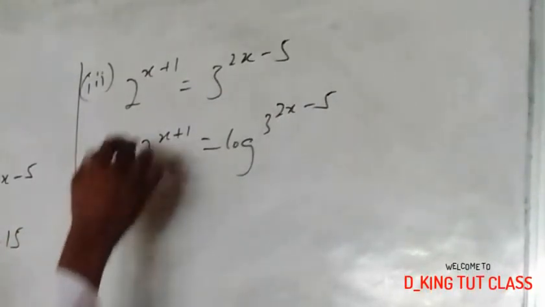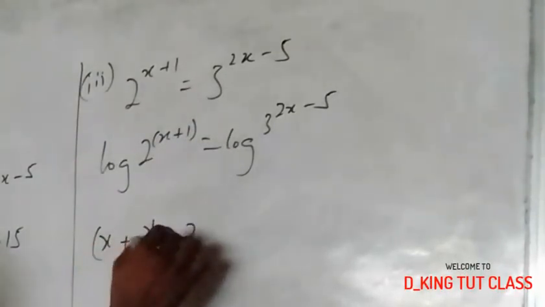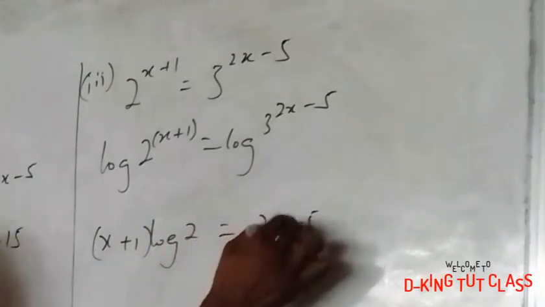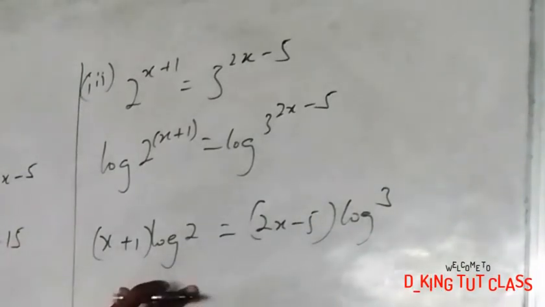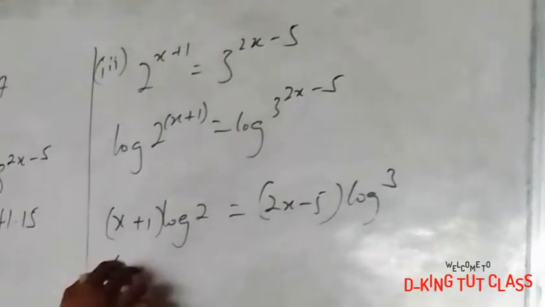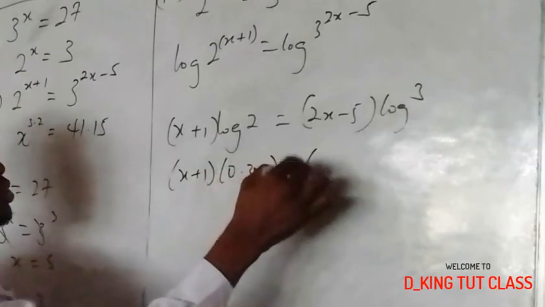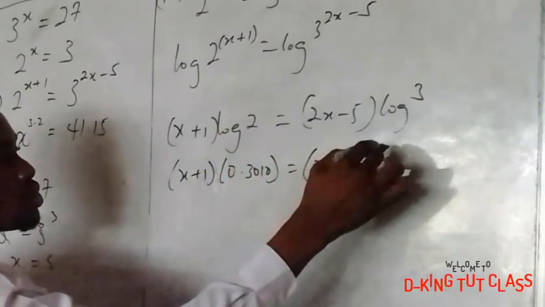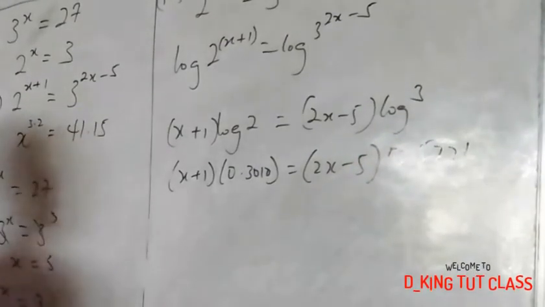Now, bringing our powers to the front becomes x plus 1 times log 2 equals 2x minus 5 times log 3. Now, as I explained earlier, I have to find my log values in my calculator, which I'm also going to do here. That becomes x plus 1 times 0.3010, then 2x minus 5 times 0.5771. Now, in which case, I will expand.